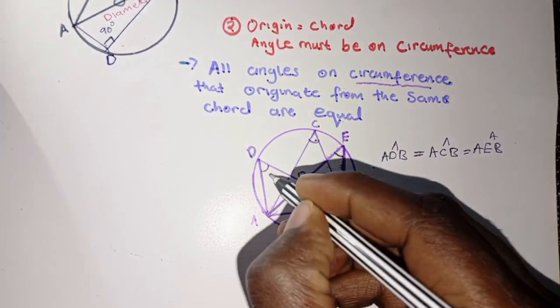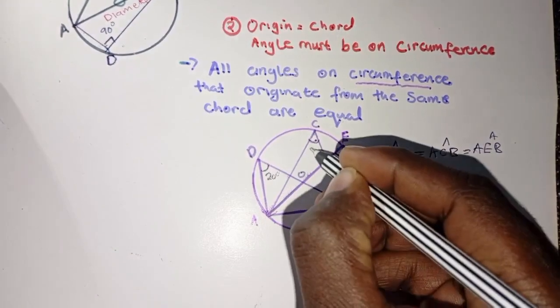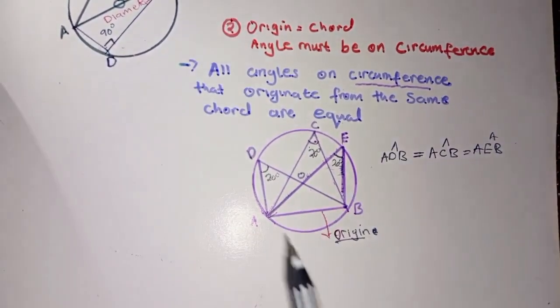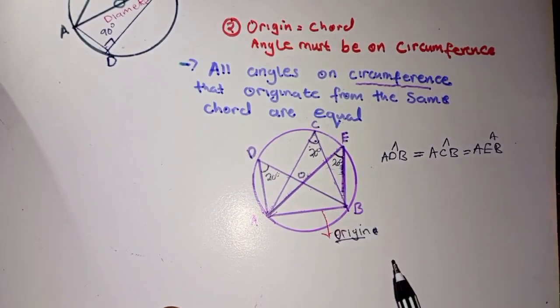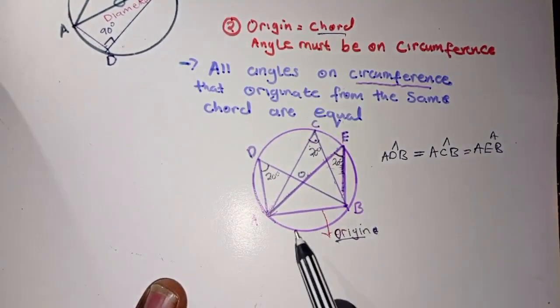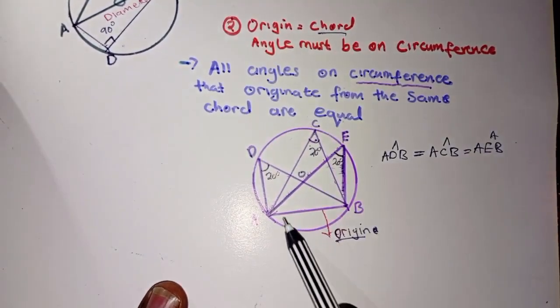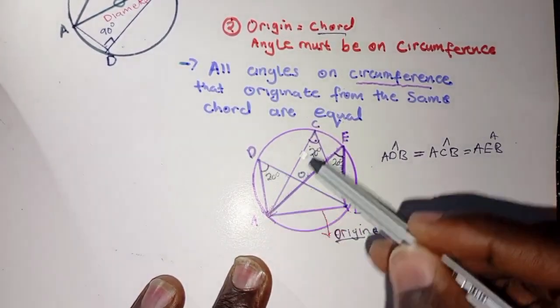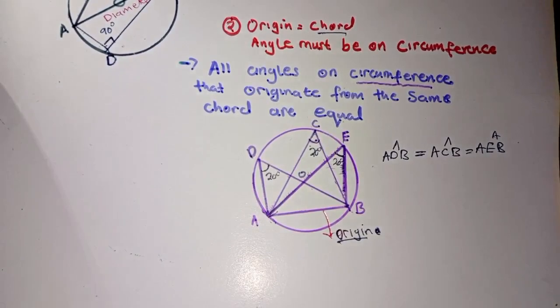In other words, if this angle is 20 degrees, this one must be 20 degrees, and this one must be 20 degrees. Why are they equal? We said the origin must be the chord. They must originate from the same chord. So they are all coming from AB. You've noticed this one AB, this one AB, this one AB. They are equal. Even if there were four of them, they will all be equal.